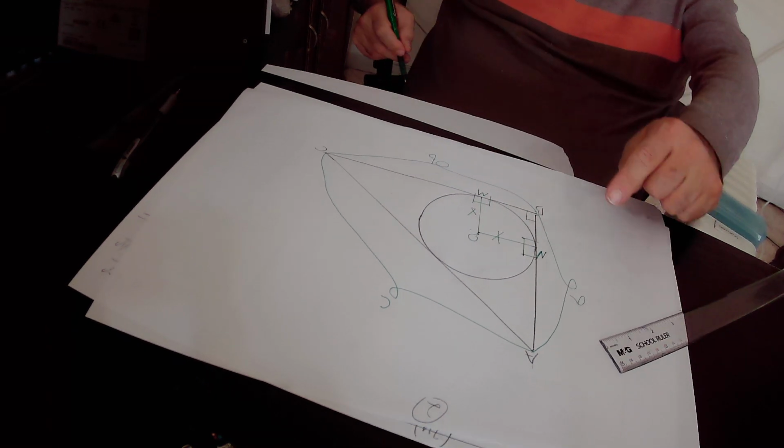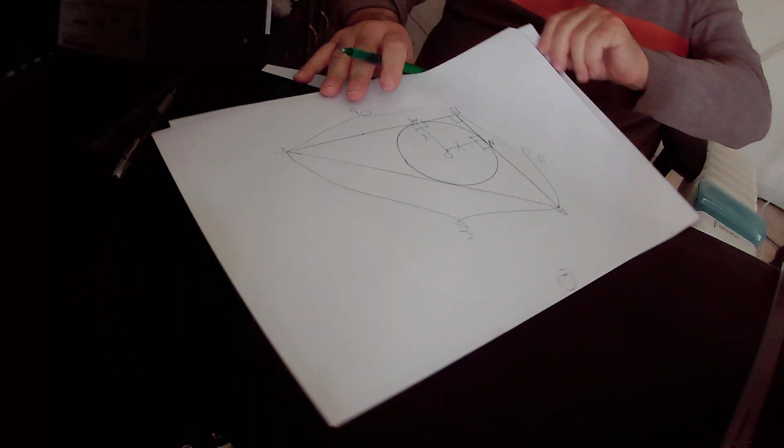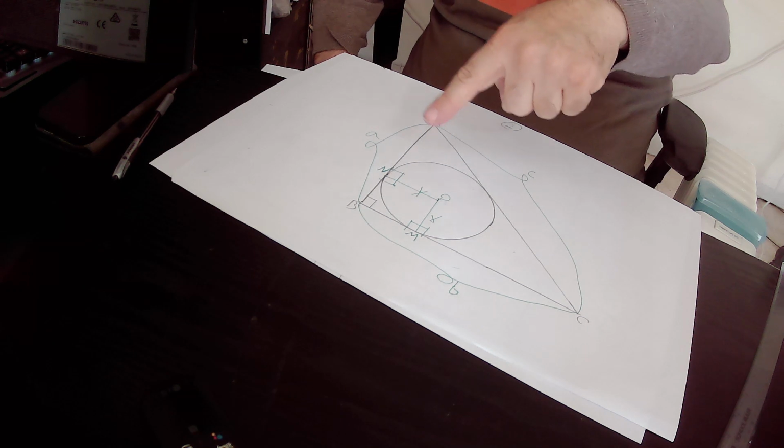So inside quadrilateral NOMB, inside this quadrilateral NOBM, we have 1, 2, 3 right angles.